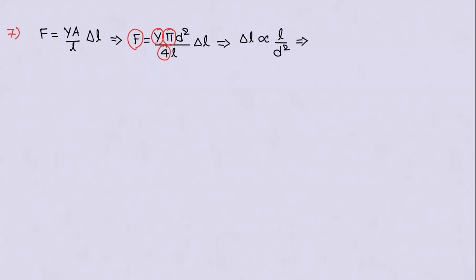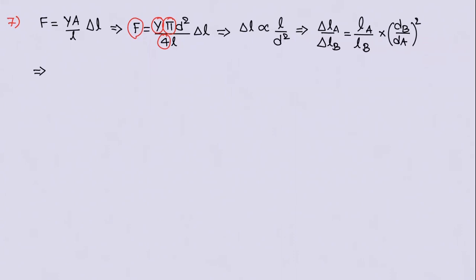So we can write like this: delta L1 by delta L2, for A and B, is equal to LA by LB into DB by DA whole square. If you substitute the data, elongation in the first wire is 0.2 millimeter, divided by the elongation in B. We don't know it, we have to calculate. The length is double, so the length of A is L, length of B is 2L.